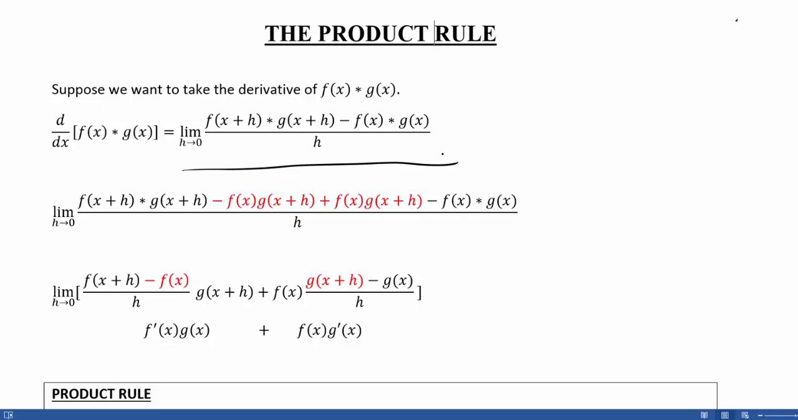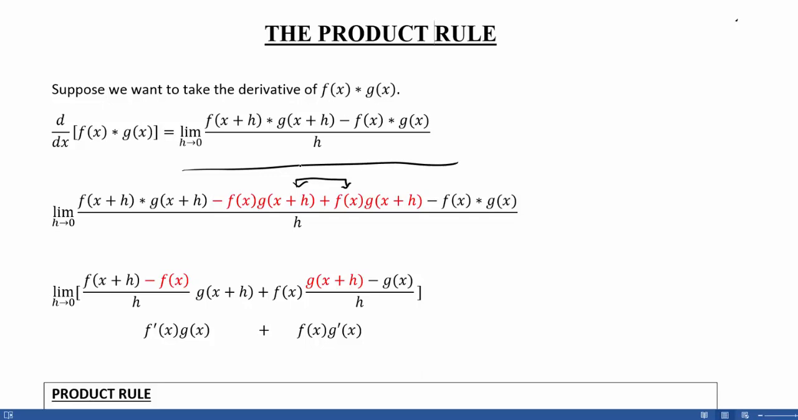Now in math, we have something called the creative zero. So we can add something to a function as long as we also subtract it. So in red here, you can see that I've created this nice little creative zero where I'm subtracting f of x times g of x plus h plus f of x g of x plus h. These would normally cancel each other out, but I'm putting these in order to get what I need to finish this problem. Now, I'm going to group some things together.